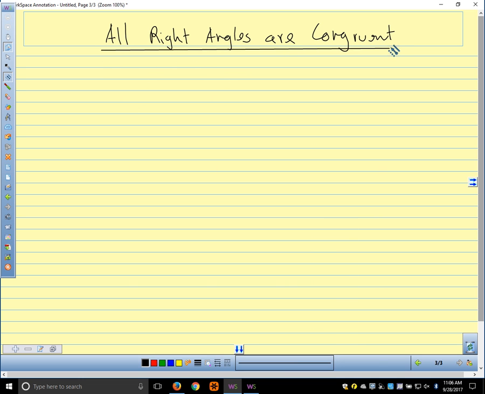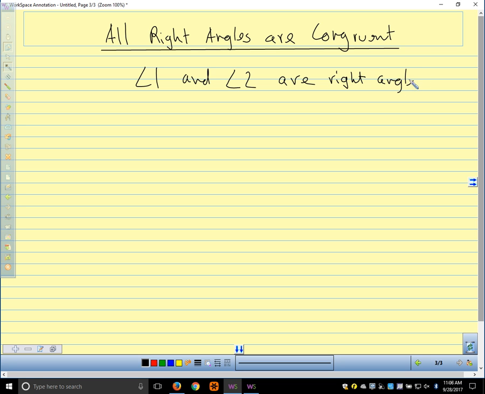So this comes up a lot of times when we're doing proofs that have to do with right triangles, because we're comparing two right angles. So we're saying angle 1 and angle 2 are right angles, so angle 1 is congruent to angle 2. And we just talked through how we would prove this. We would say the measure of angle 1 is 90, the measure of angle 2 equals 90, the measure of angle 1 equals the measure of angle 2, so they're congruent.